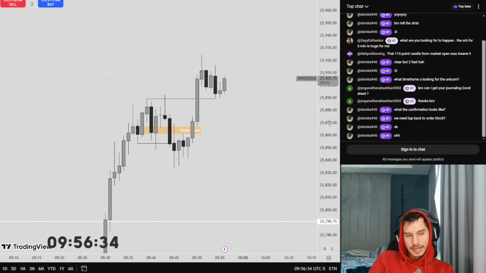Still no shift on either asset. We actually have a bullish unicorn that got placed, but we're bearish. We have this bearish order block that got inversed with a breakaway gap.